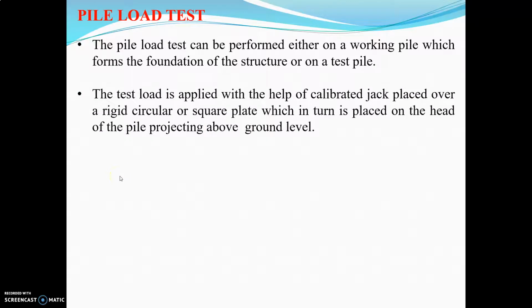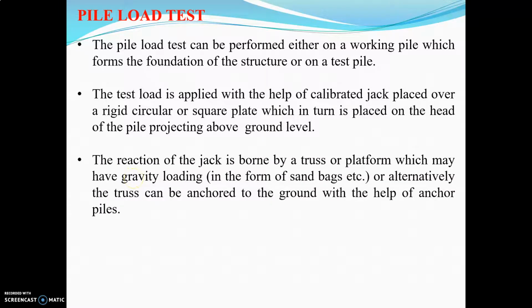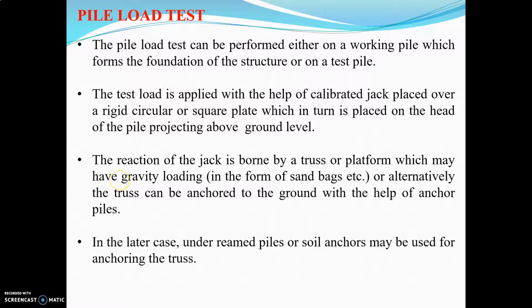The test load is applied with the help of a calibrated jack placed over a rigid circular or square plate, which in turn is placed on the head of the pile projecting above the ground level. The reaction of the jack is borne by the truss or platform, which may have gravity loading, or alternatively the truss can be anchored to the ground with the help of anchor piles. In the latter case, under-reamed piles or soil anchors may be used for anchoring the truss. Both arrangements are shown in the figure.